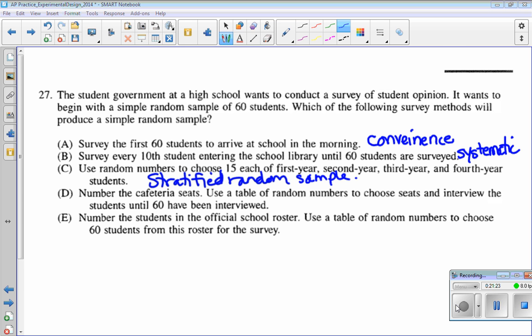Yes. Okay. Number the students on the official school roster, so you've included every possible student. Use a table of random numbers to pick 60 from there. Perfect. Got it. Done. So, that is your true SRS.